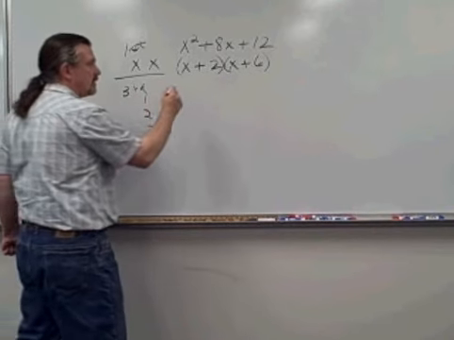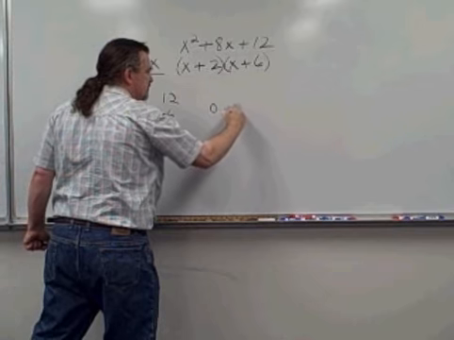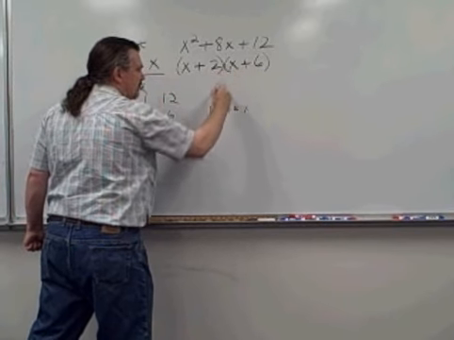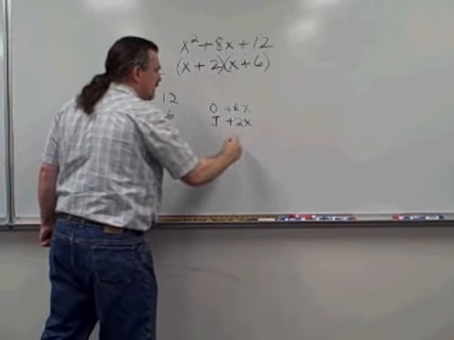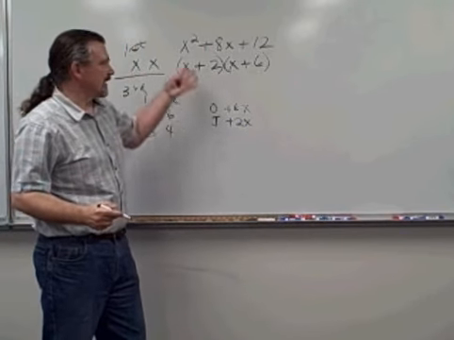The O of FOIL would give us plus 6x. The I of FOIL gives us plus 2x. And those two combine to plus 8x, and we have our factors.